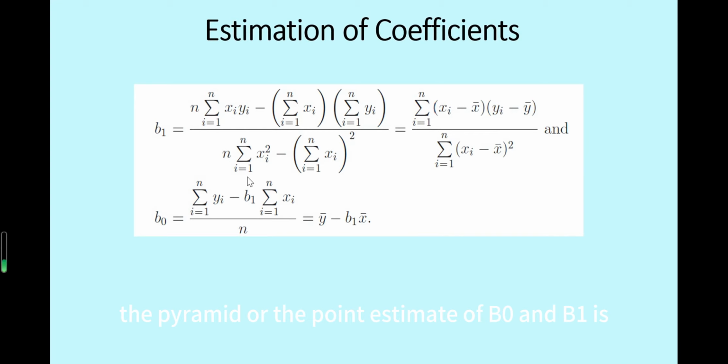So the point estimates are: b0 is y bar, the average of all y values, minus the average of x values times b1, and b1 is the sum of the cross products of xi and yi with respect to their corresponding mean values, divided by the sum of squares of the xi with respect to the corresponding x bar value.